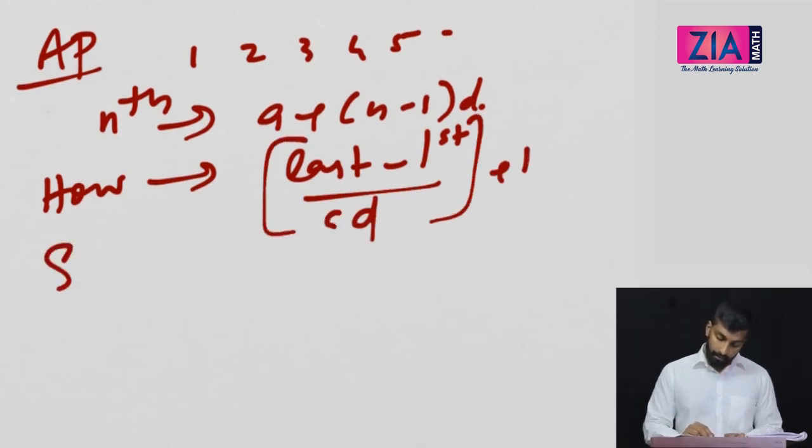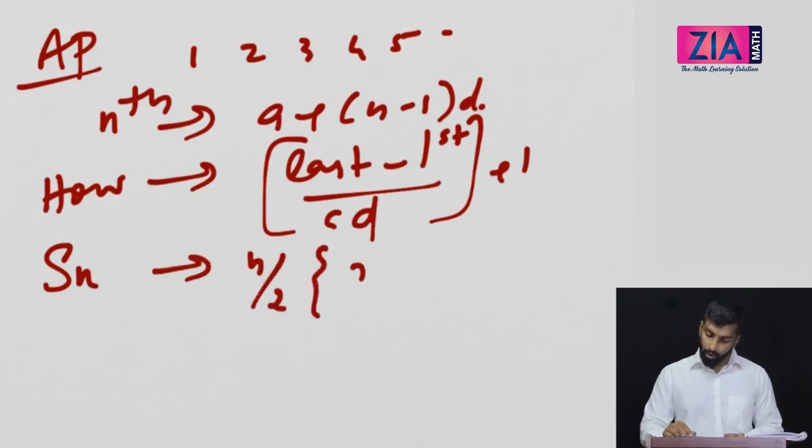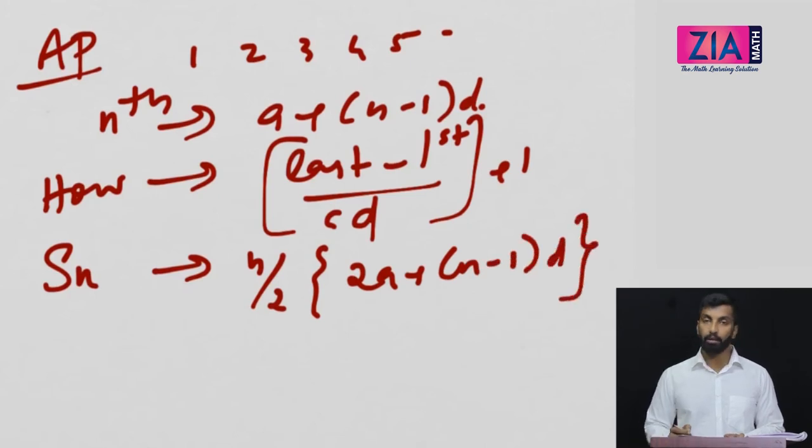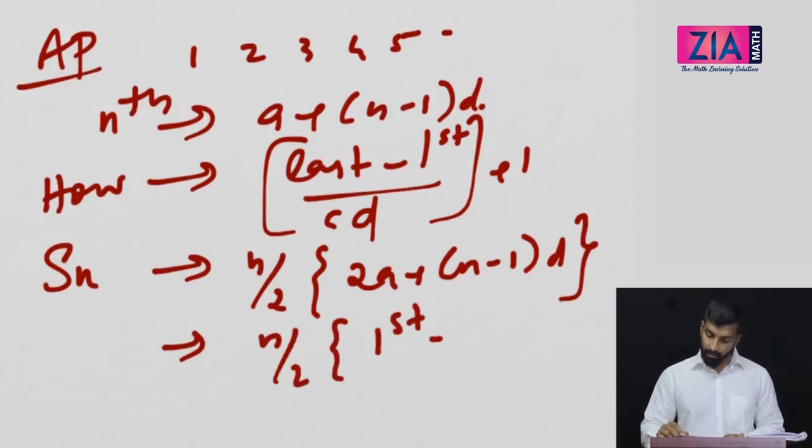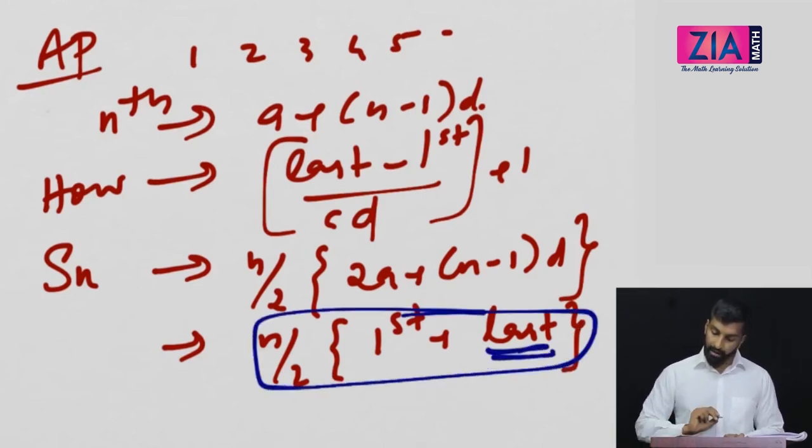And plus 1. Then sum of n terms means n by 2 into 2a plus n minus 1 into d, right? Or you have an alternative, if you know the first and last term, n by 2 into first term plus last term, right? So if you know the last term, this is applicable. If you don't know the last term, if you know the first term, the common difference and number of terms, this is applicable. What about GP?